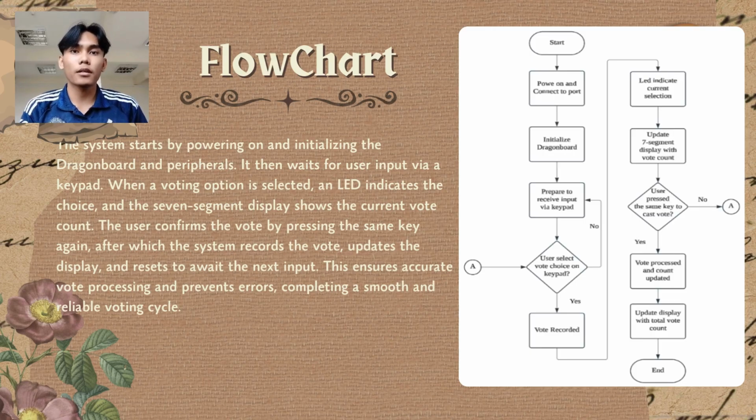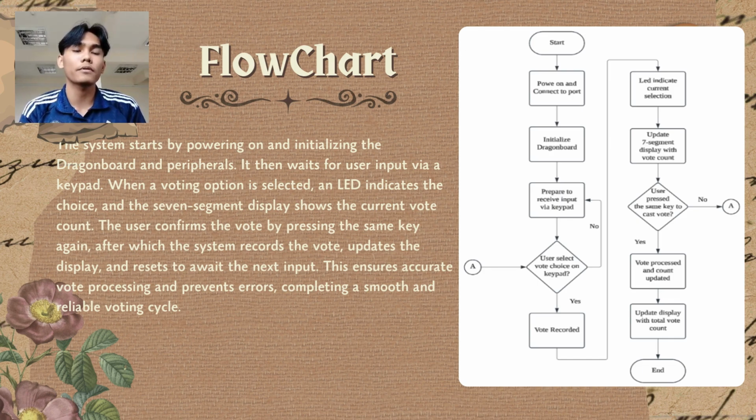Assalamualaikum, my name is Lokman Hakim bin Ismail, and I will be talking about the flowchart. At first, the system starts by powering on and initializing the DragonBoard and all the peripherals that will be used in this system. For this voting system, there will be 2 candidates that the user can choose from.